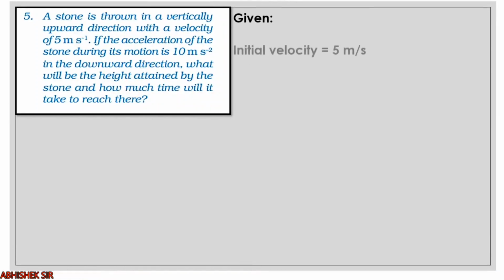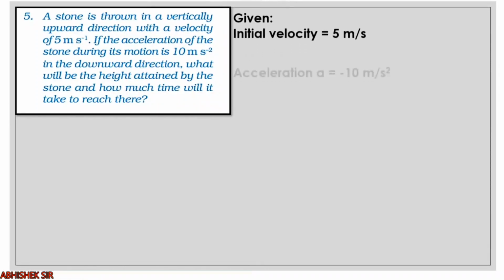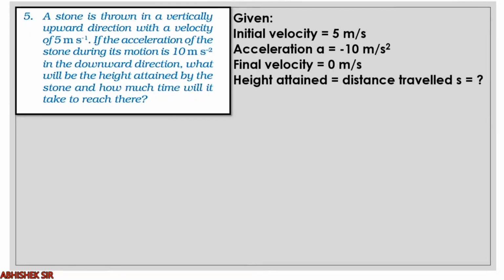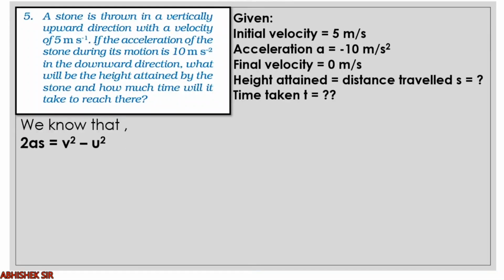So let us prepare the given list. Initial velocity 5 meters per second, acceleration minus 10 as it is in the downward direction, final velocity 0 meters per second, height attained, which will be the distance traveled, as question mark, and time taken question mark. So let us solve one by one. First of all, we know that 2as equals v square minus u square. So let us go for finding s. So s equals v square minus u square upon 2a.